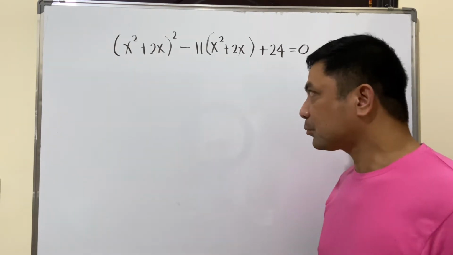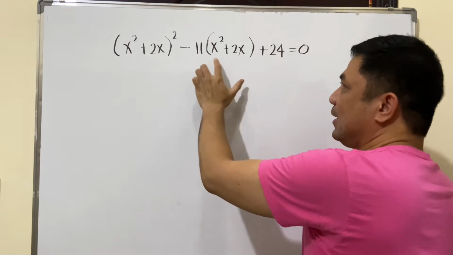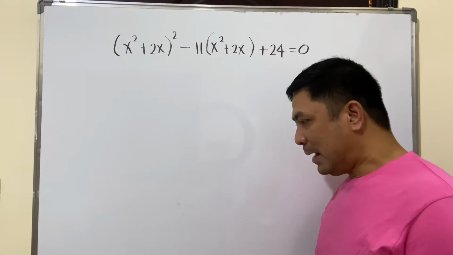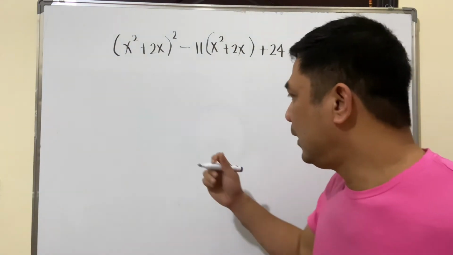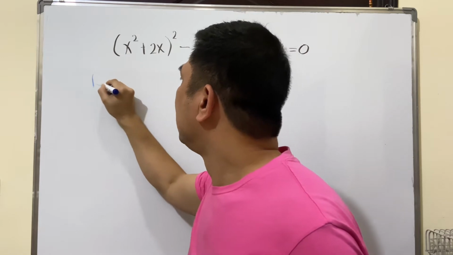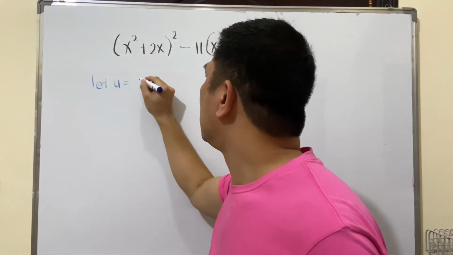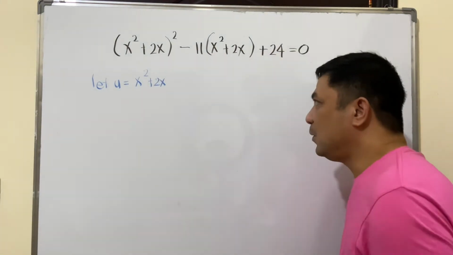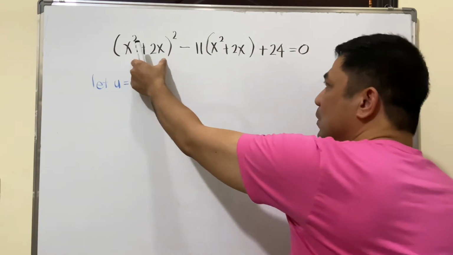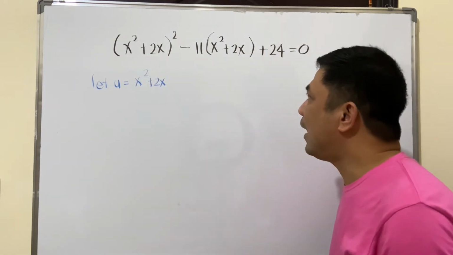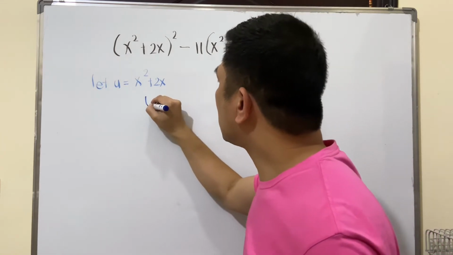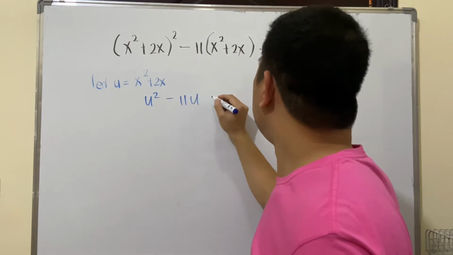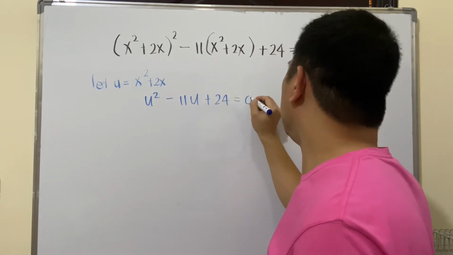So let's try. If you notice, x squared plus 2x and x squared plus 2x here are the same, so we can substitute this as, let u be equal now to x squared plus 2x. If you do that, this will be u, and then this will be u. So you will have now u squared minus 11u plus 24 is equal to 0.